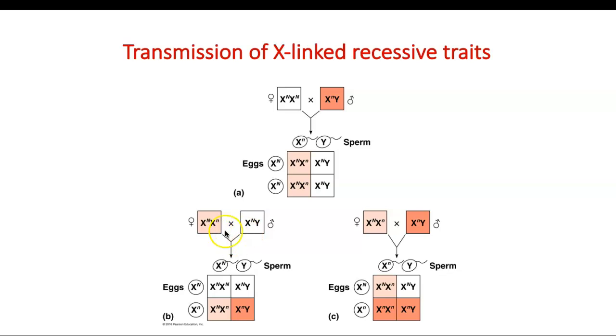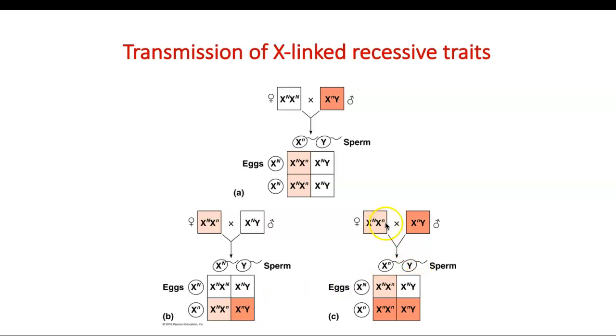Now let's go down here. Now mom is a carrier, dad has normal vision. So mom's carrying color blindness, dad has normal. What is interesting to see, if mom's a carrier, is that only one of her sons would be affected, because he got that little N from her.